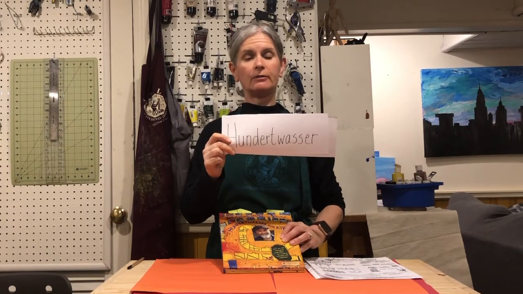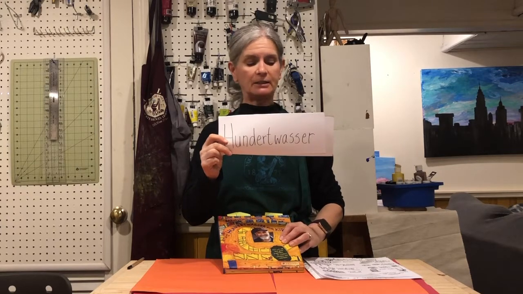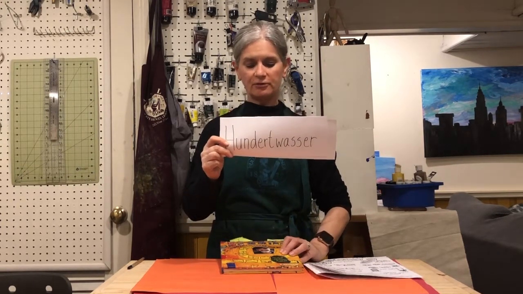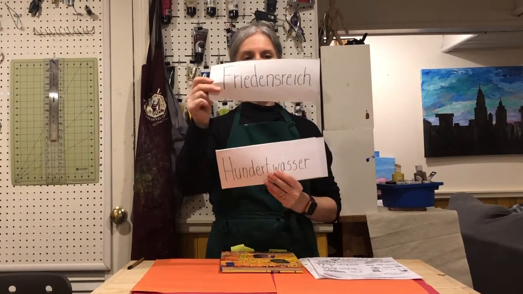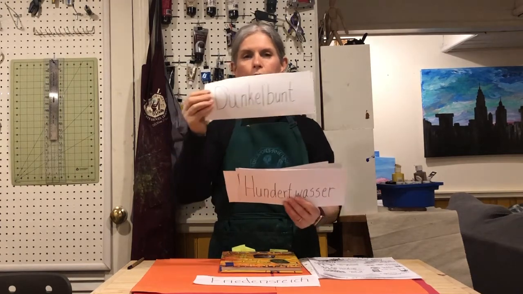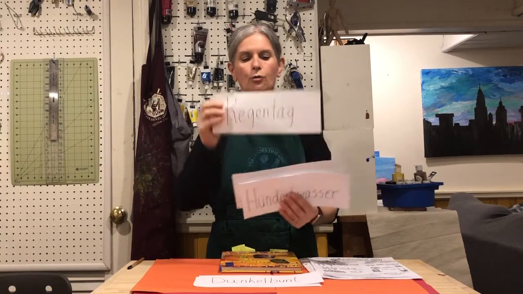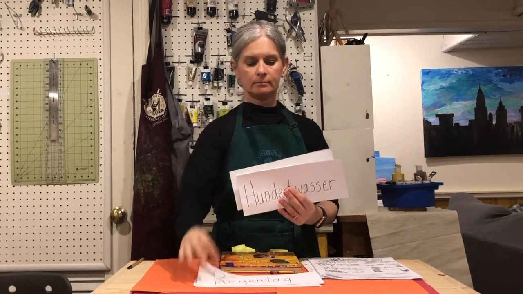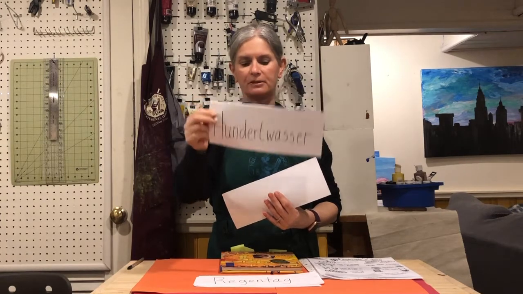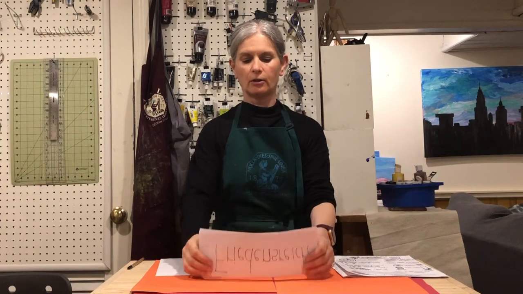He was born Friedrich Stowasser, but when he became an artist, he decided, I want to have an artist's name. So he changed his name to Friedensreich, Dunkelbunt, Regentag, Hundertwasser. You may be asking, oh my goodness, why did he change his name to such a long name?